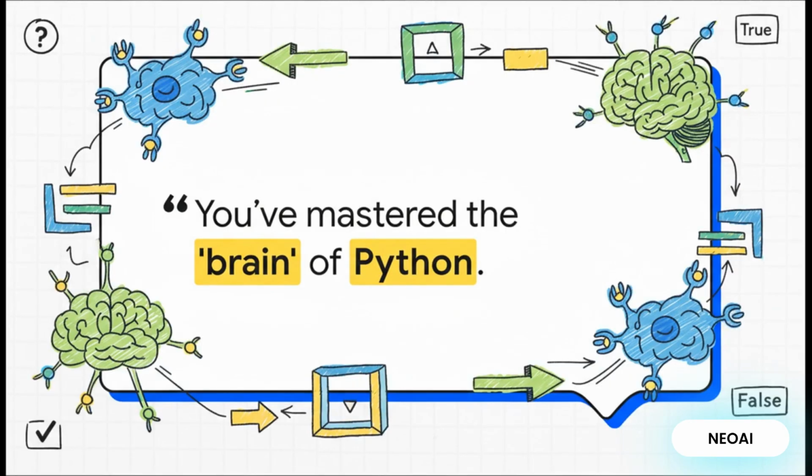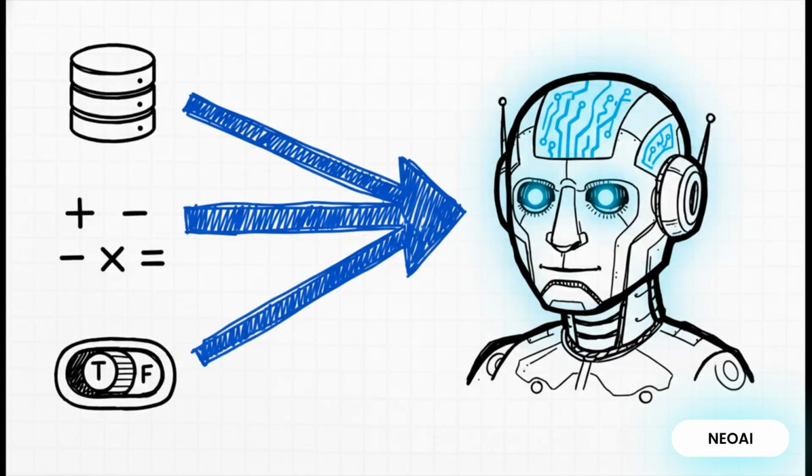And by understanding this one simple concept, you've really mastered the brain of Python. You've grasped the fundamental building block of all decision-making in code, from a tiny script all the way up to complex artificial intelligence. Just think about what that means. By combining this simple true-false logic with what you already know about variables and math, you now have the complete toolkit to make your programs respond intelligently to all kinds of different situations.